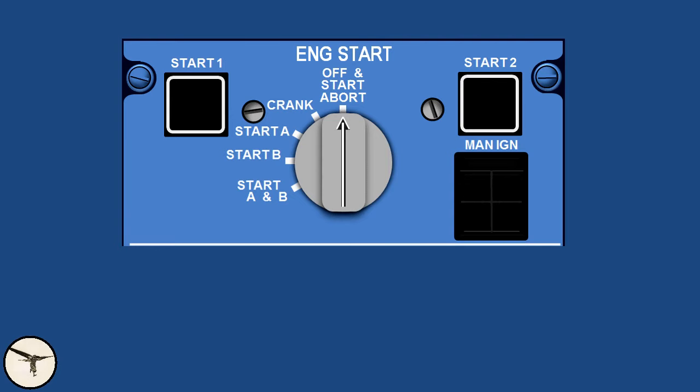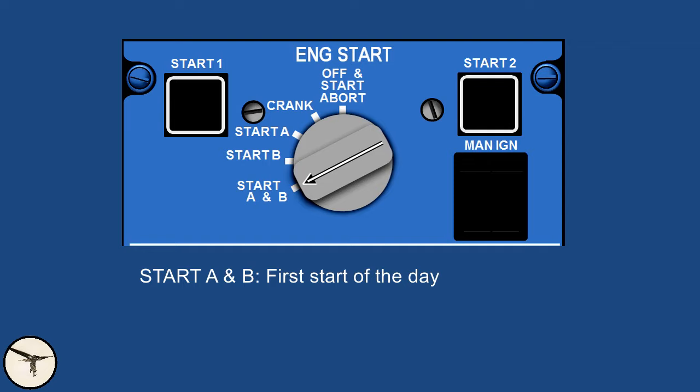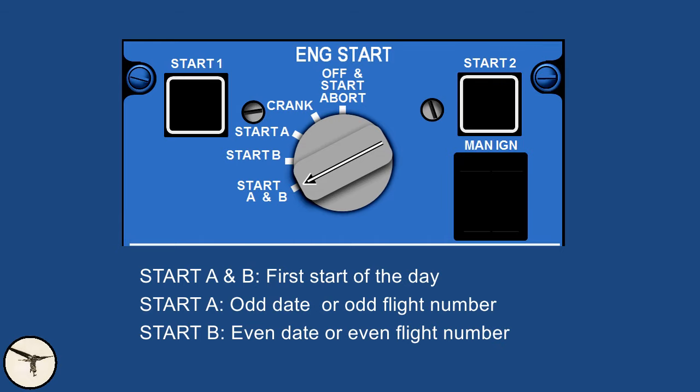Each engine has two spark plugs called A and B. Recommended practice is to use A and B for the first start of the day, then A for odd days and B for even days. In some companies, they use A for odd flight numbers and B for even flight numbers.